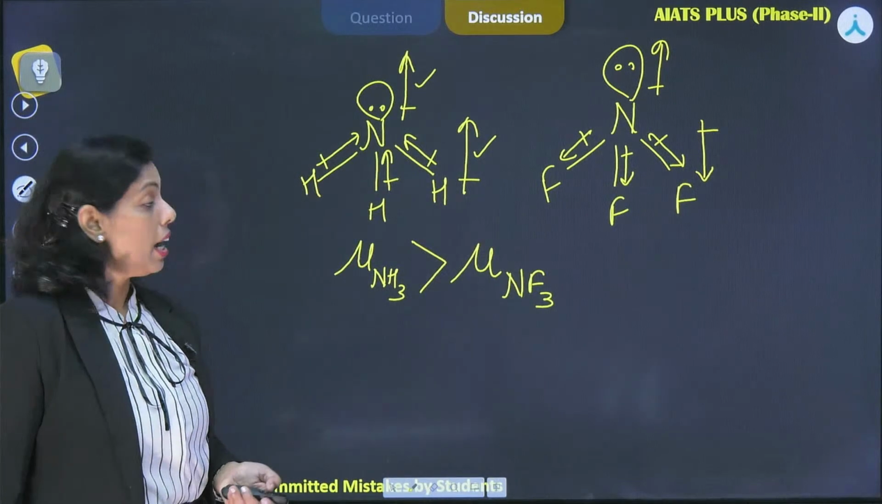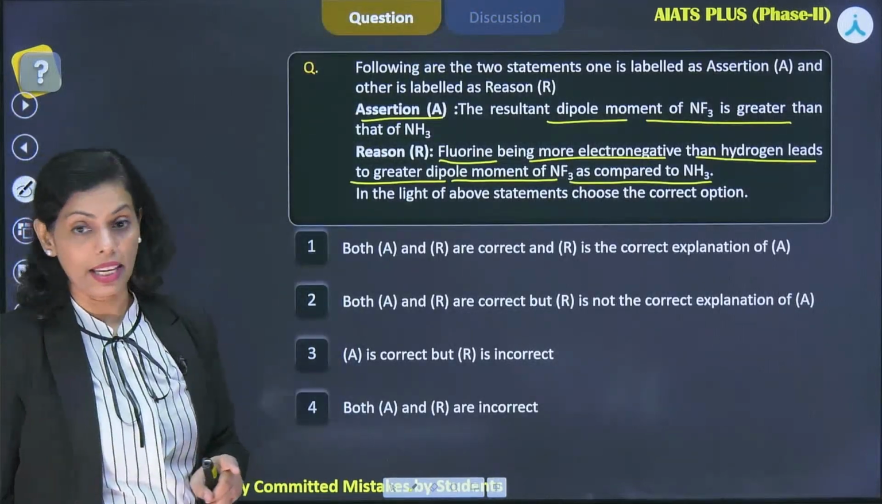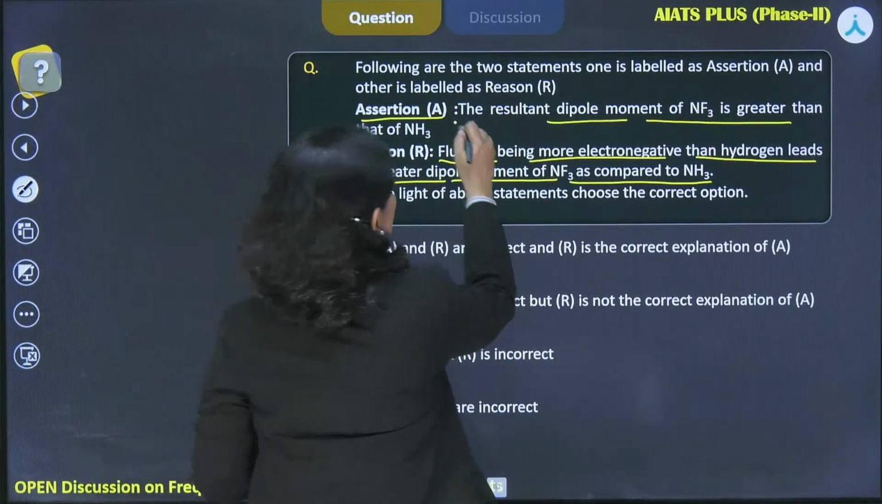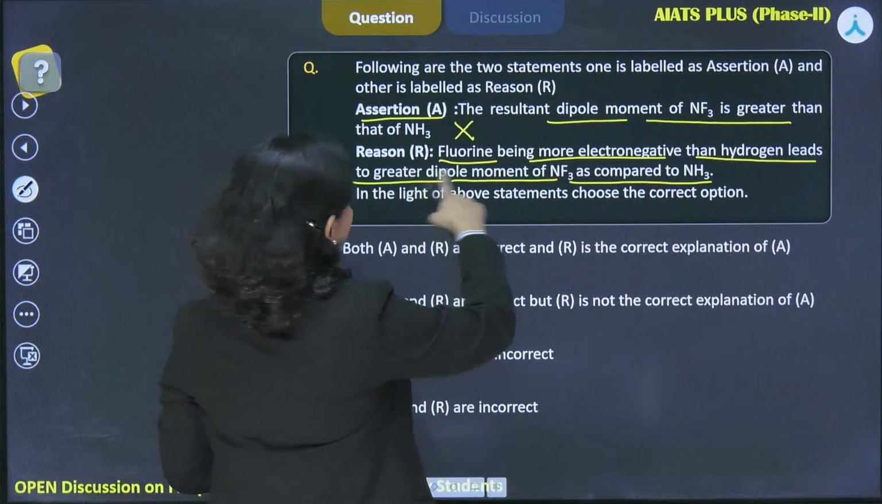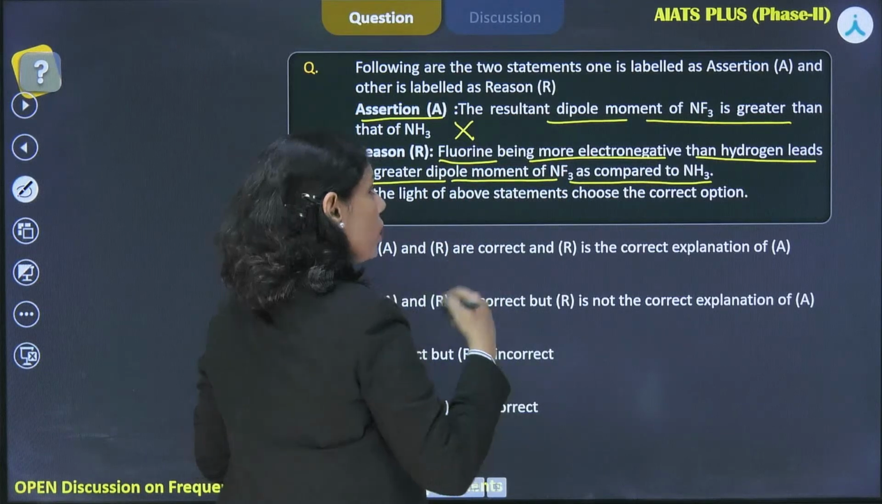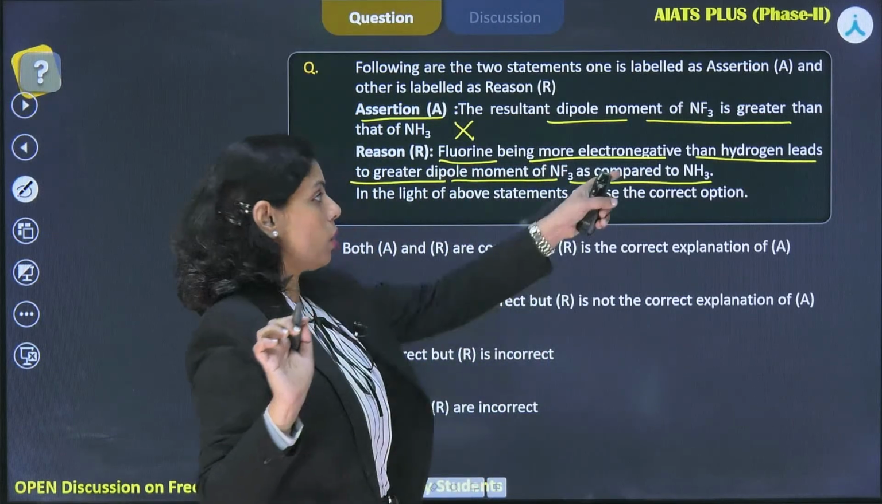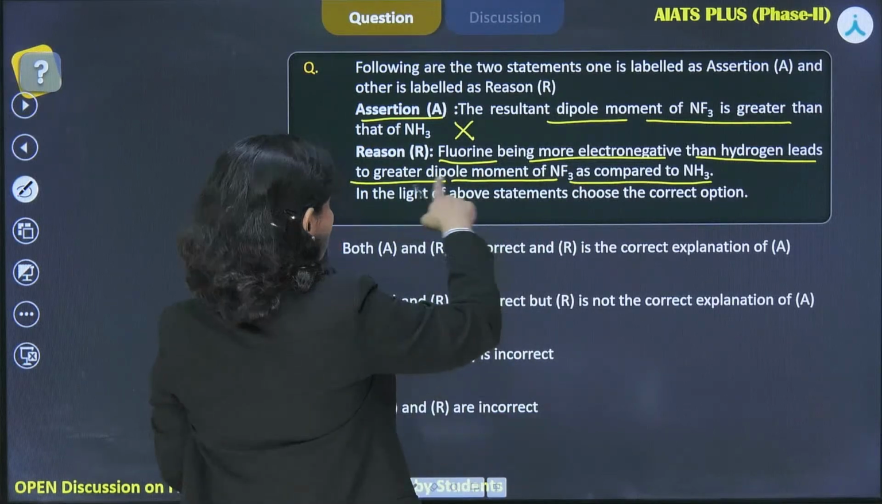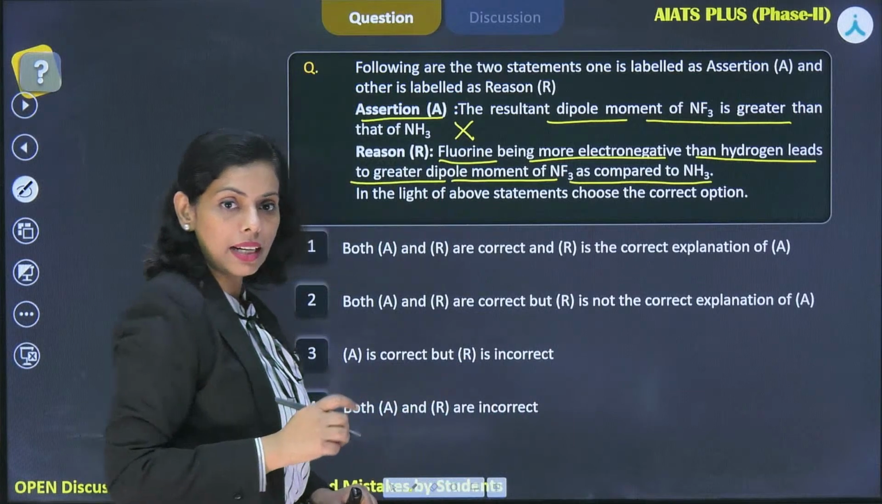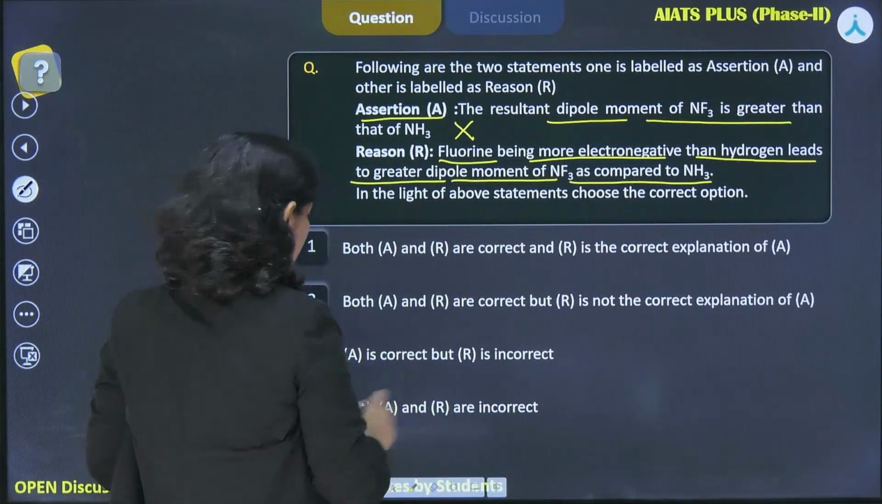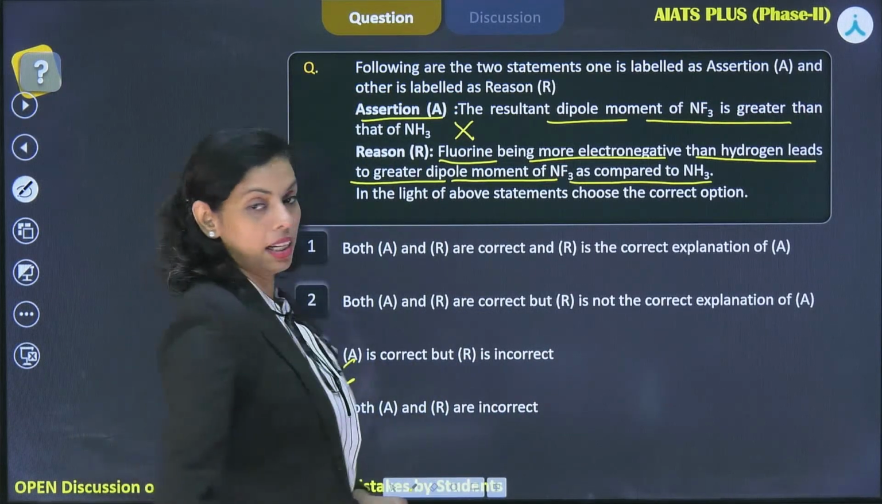Getting it? And if we identified the same, then we can say the first statement, that the resultant dipole moment of NF3 is greater, is incorrect. And the reason mentioned here, that fluorine is more electronegative as compared to hydrogen, is undoubtedly true. But the later statement, that greater dipole moment of NF3 as compared to NH3, is incorrect. Done? So both the statements are incorrect. Option 4 becomes the right answer.